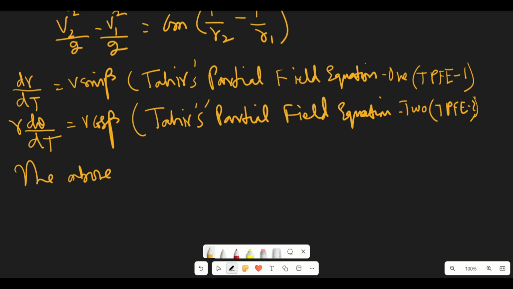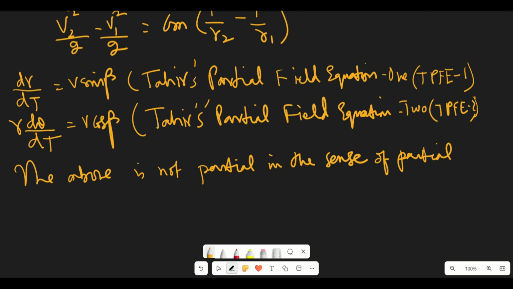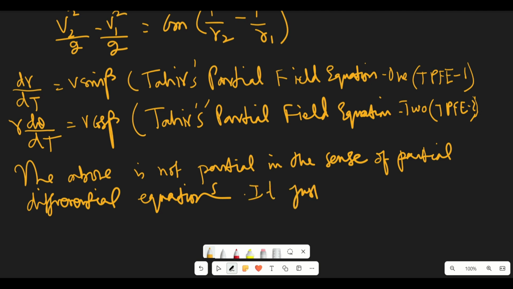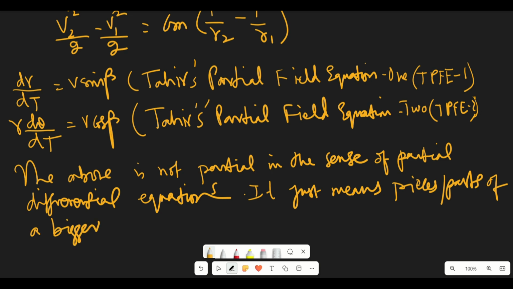The above is not partial in the sense of partial differential equations. It just means pieces, parts of a bigger thing.